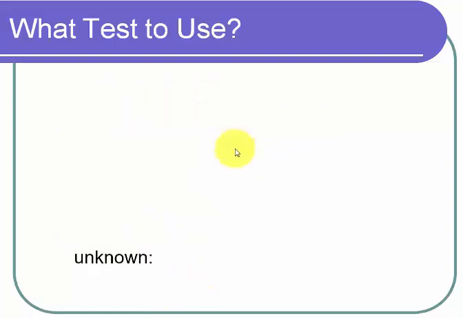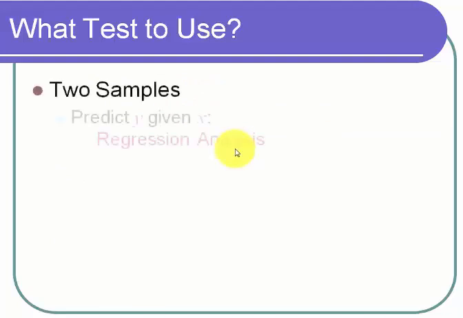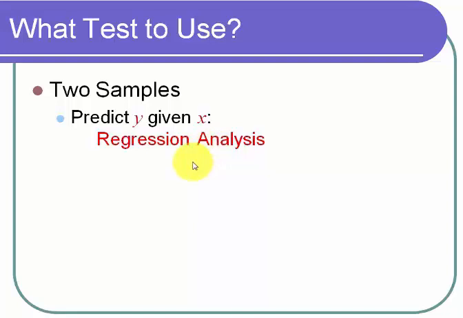What if there are 2 samples? So if there are 2 samples taken, well, if we want to predict y given x, that's regression analysis. And then if you remember, H naught was that the correlation was equal to 0, rho equals 0. And H1 was that rho was not equal to 0.